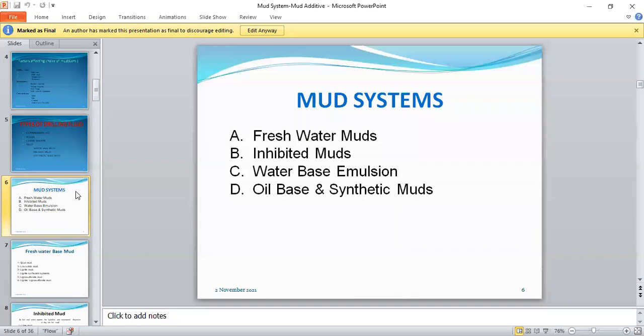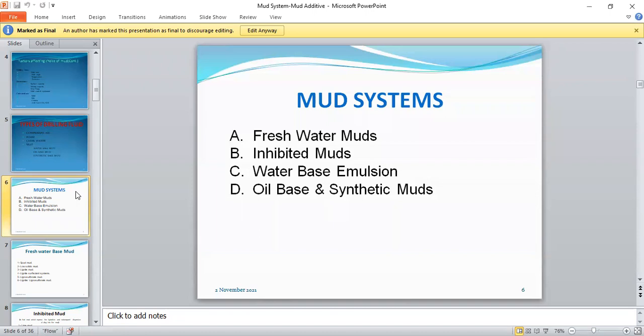Inhibited mud. When we talk about inhibited mud, we are talking about mud to which we add chemicals. The mud will inhibit the formation. For example, we have chemicals that will react with the clay or the shale and will not allow the clay or shale to swell. It will remove the water content from the clay and make the clay not swell.